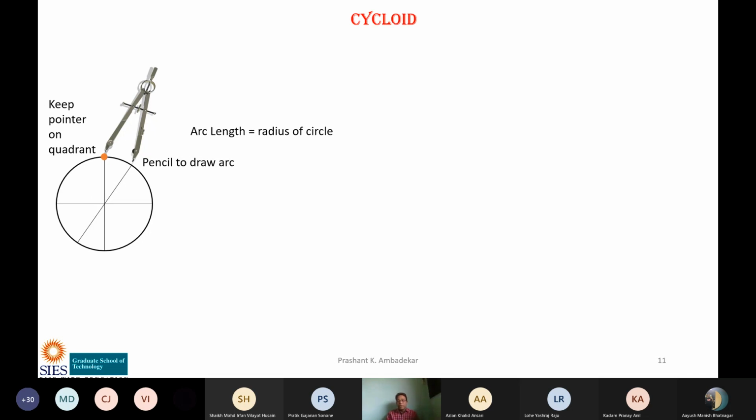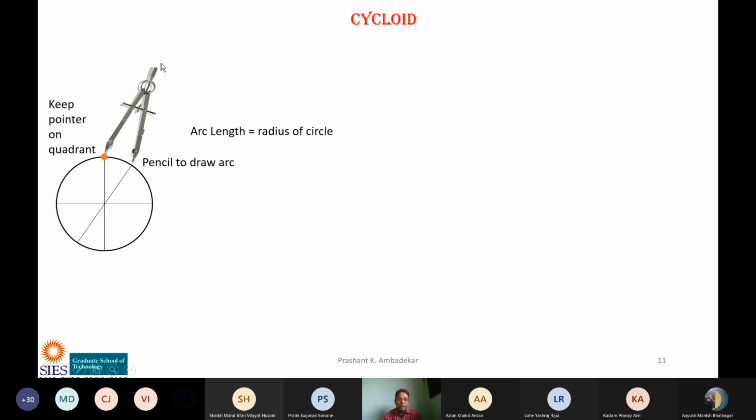Generally, it is divided into 12 parts. The reason is when we divide it into 12 parts, we get more points. If we divide it into 8 parts, we get fewer points. 12 is better than 8. So for the curve that we are going to draw, we get the points close, and then we will be able to draw a smooth curve. That's why we divide into 12 parts.